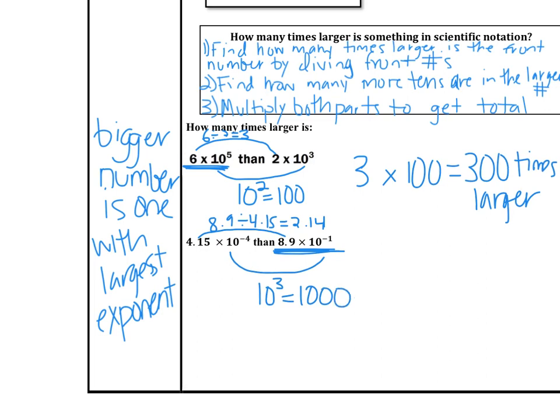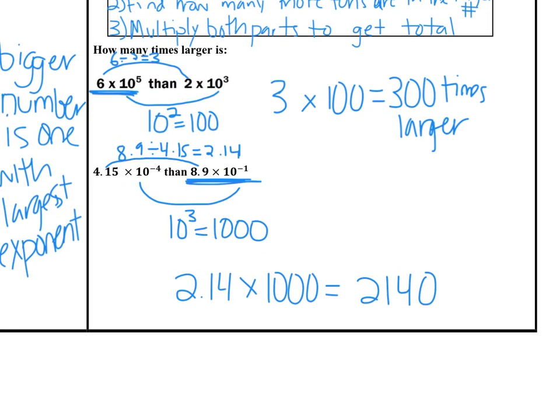So I need to multiply my two parts together, 2.14 times 1,000, and I would get 2,140. So it's 2,140 times larger for my second example. Let's move on.